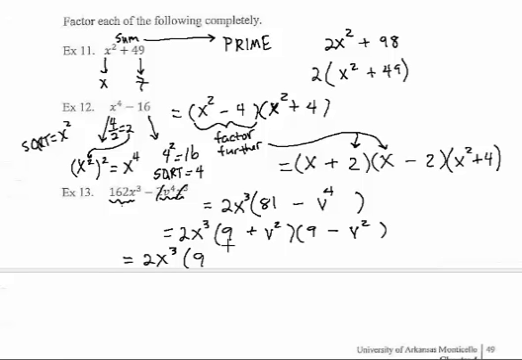Now, 9 is a perfect square and v squared is a perfect square, but this factor is the sum. So it's prime. We can't factor this any further. However, this part is the difference of a 9 and a v squared, which are both perfect squares. So we can factor it again. So in the end, to factor this completely, we end up with 4 different polynomials as factors: a 2x cubed, a 9 plus v squared, a 3 minus v, and a 3 plus v.